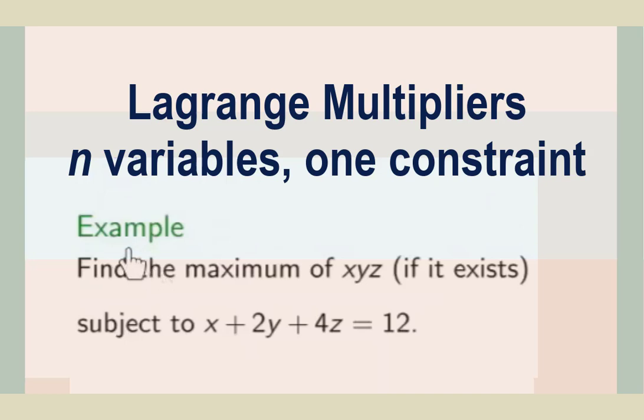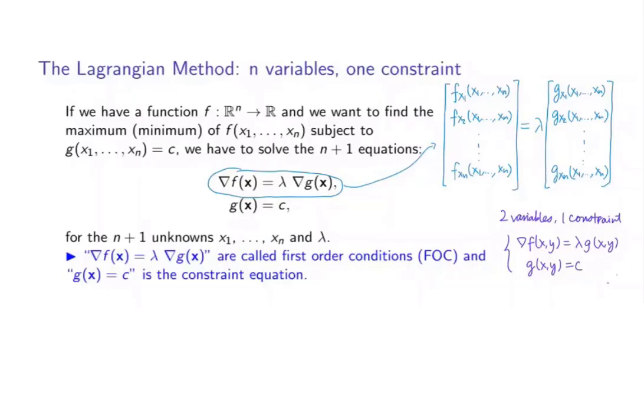Welcome! In this video, we shall continue on the Lagrange multipliers. We understood the meaning of the system of equations when we have an objective function and a constraint equation with two input variables. We can generalize the method of Lagrange multiplier to deal with constraint optimization problems when the objective function has n variables and there is one constraint equation.